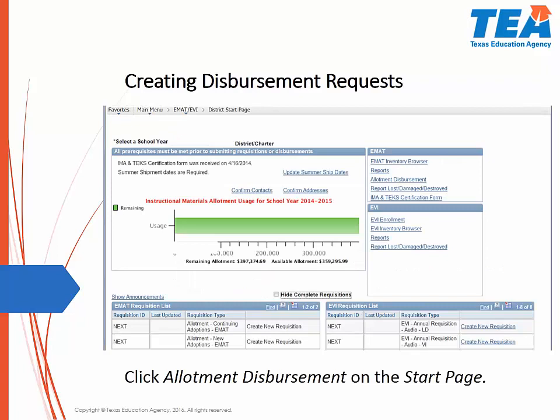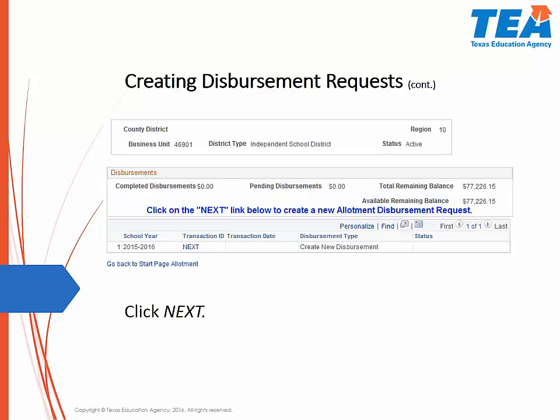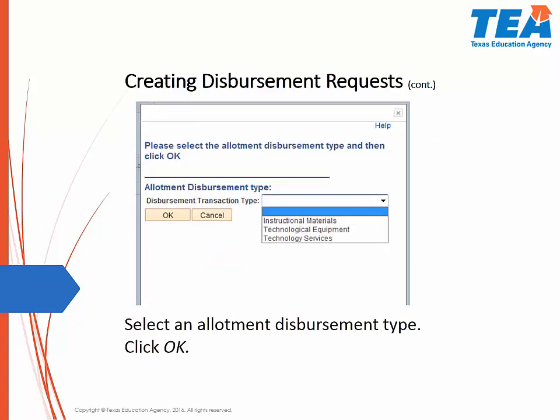Click Allotment Disbursement on the Start page to create a new disbursement request. Click the Next link. If you see the next link is not an active link, then please go back to your Start page and check that all of the prerequisites have been completed. Select an allotment disbursement type, then click OK.